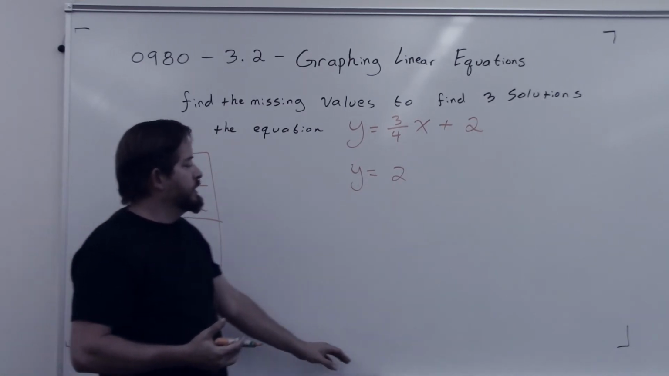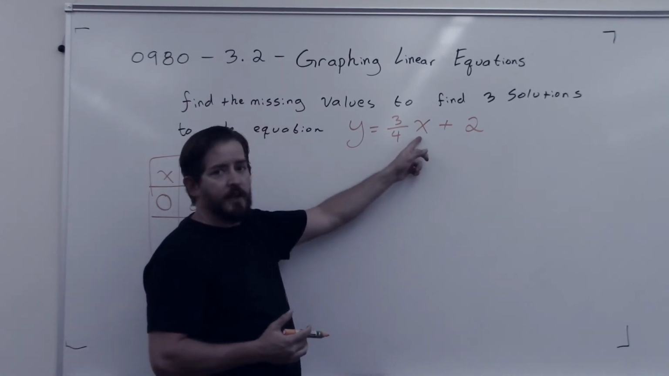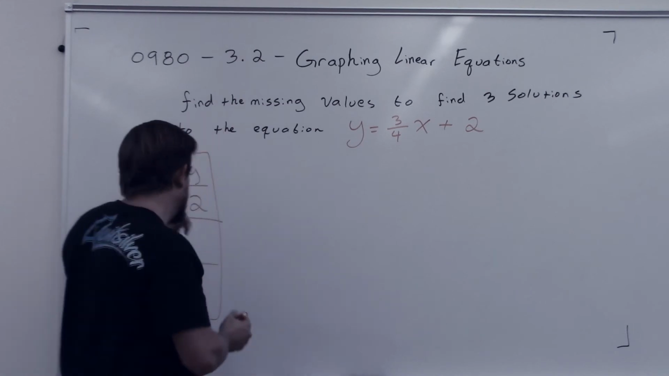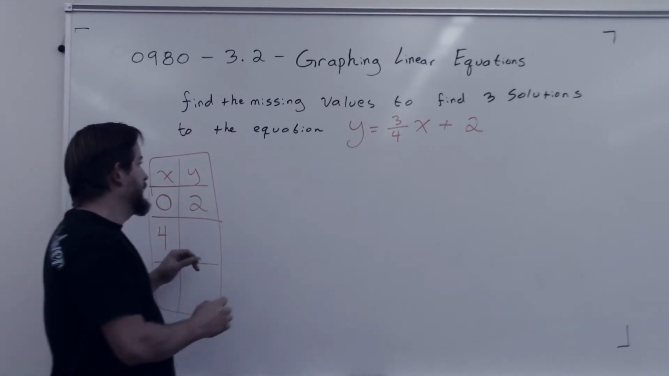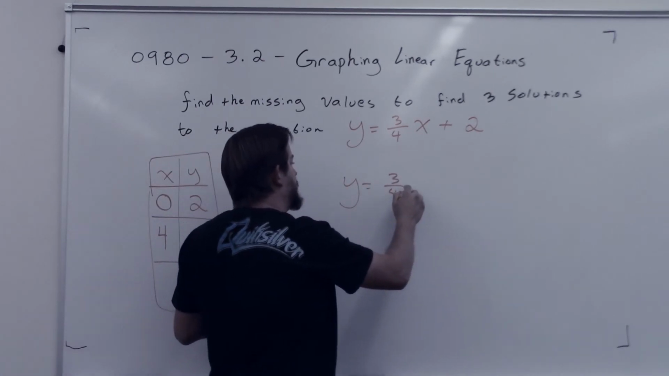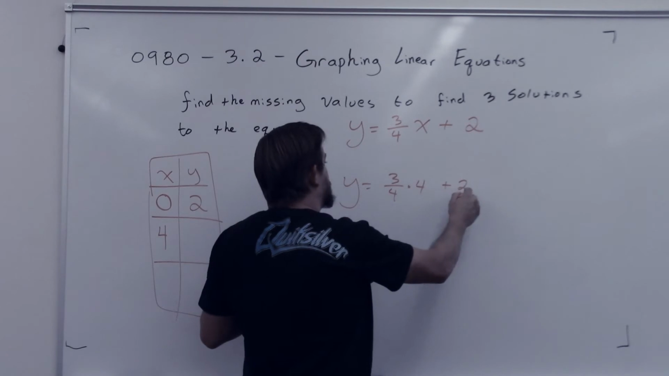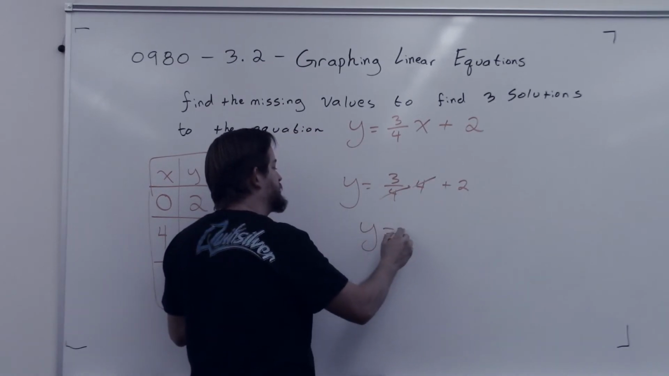Other numbers that will work are numbers that will eliminate this fraction, like if x were 4, right? So if I let x equal 4, x equals 4 gives me y equals 3 over 4 multiplied by 4 plus 2. The 4 cancels with the 4, leaving me with 3 plus 2, so I get 5.